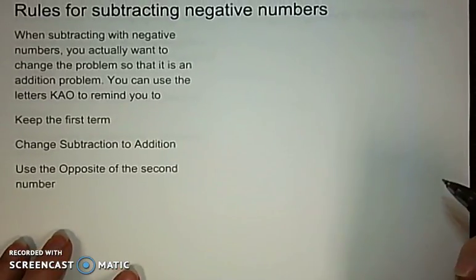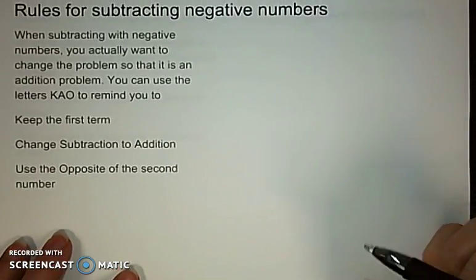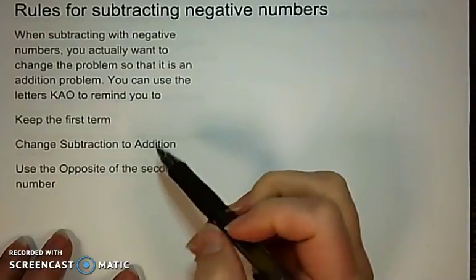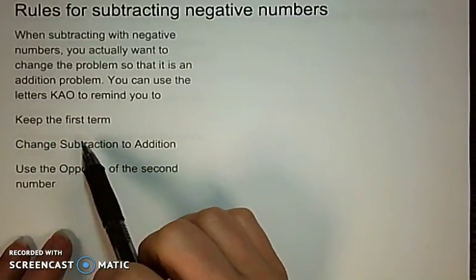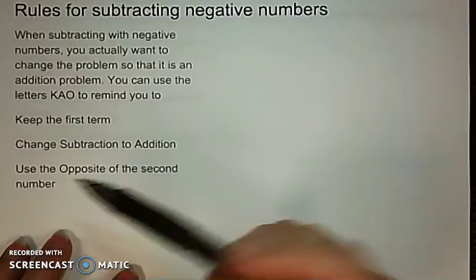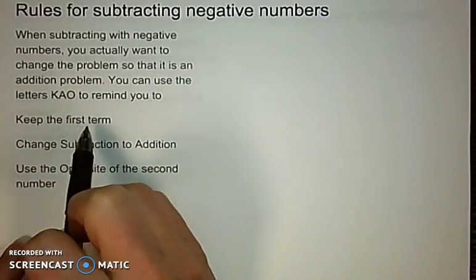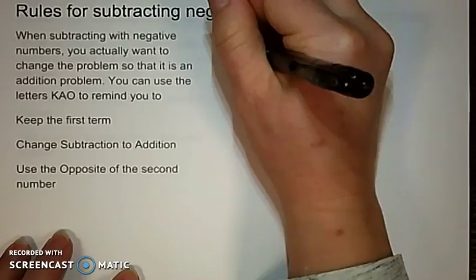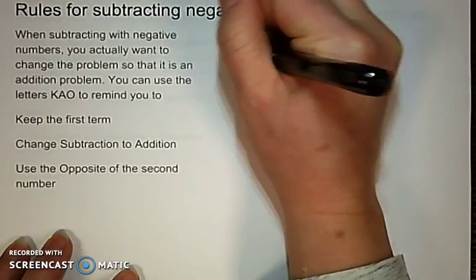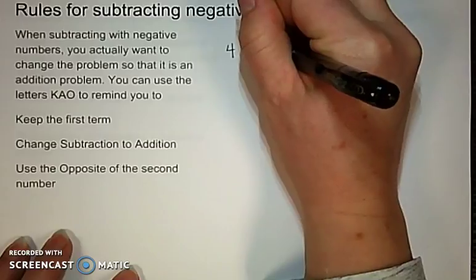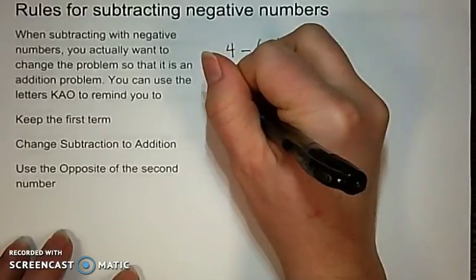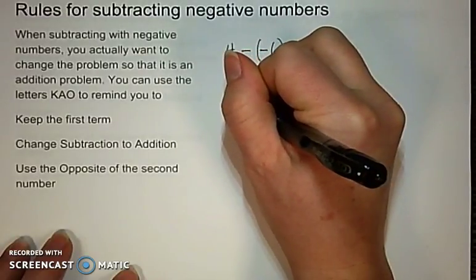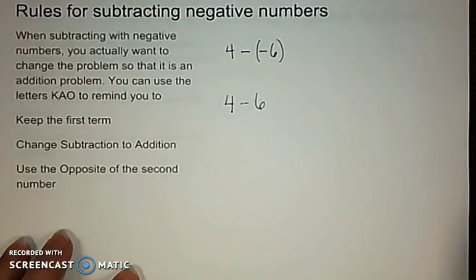Now when I'm subtracting with negative numbers, we're going to use a little trick to help us remember how to do that, and it is the letters K-A-O. In other words, I'm going to keep the first term, change subtraction to addition, and use the opposite of the second number. So the first term is, in this case, 4, and I'm going to subtract a negative 6. Or I might have 4 minus 6, like that as well. We're going to talk about these two different problems and what's different about them.